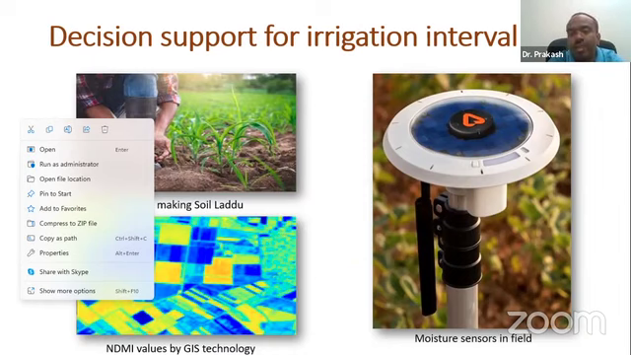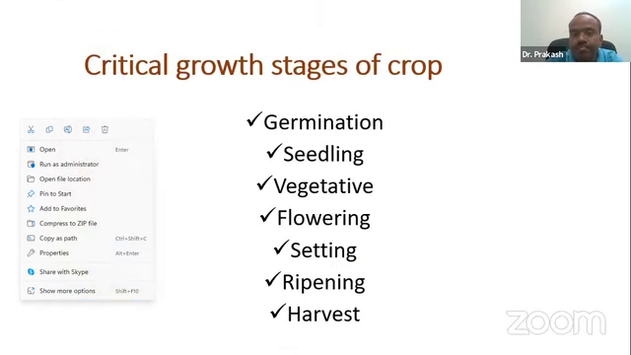Proper irrigation plays an important role in the yield of the crop. Then there are the critical growth stages of the crop. Whatever the crop, whether a cash crop, grain crop, vegetable crop, or fruit crop, each has different stages of growth, and those stages have different water requirements for completing the physiological stages of crop growth. Germination is one of the important stages.